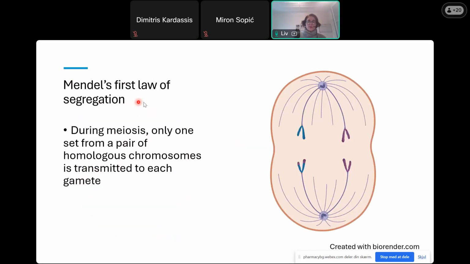And then he also wrote down Mendel's first law of segregation. This one states that during meiosis, only one set from a pair of homologous chromosomes is transmitted to each gamete.